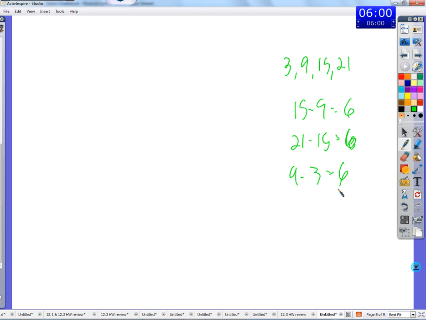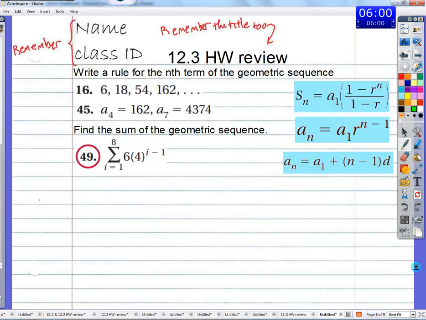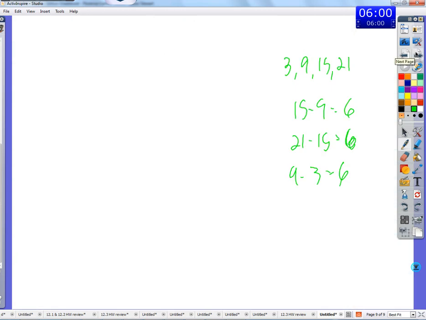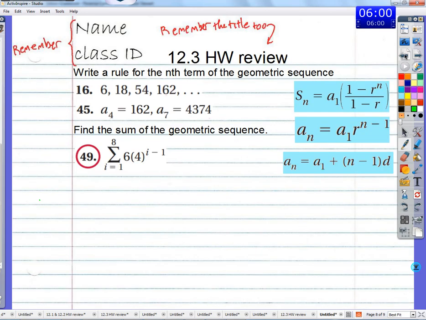Makes sense? So we used to call those fact families or something like that. You remember that? Yeah. That's what we called it when I was in school. Stuff changes all the time, so you probably didn't call it that. Okay? Fact families. If 9 plus 6 is 15, 15 minus 9 is 6. So anyway, that's the common difference.